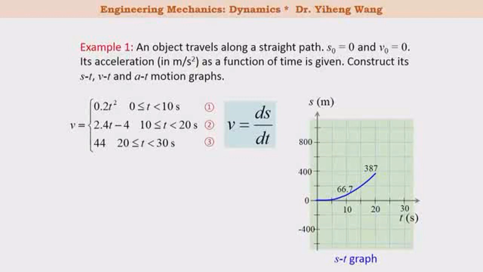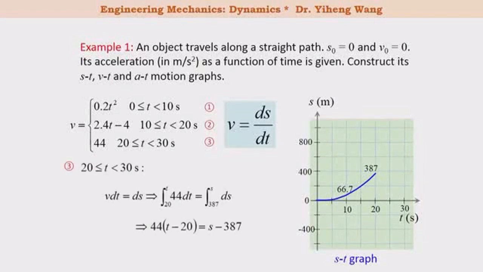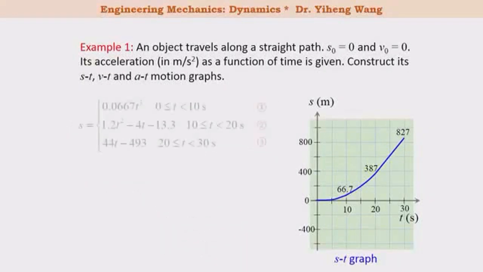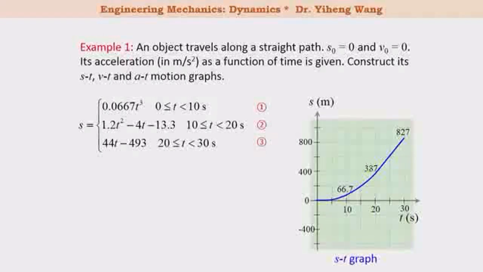And lastly, for the third period, same integration. Be careful with the integration limits again, and then get the last part of the s-t function and sketch it. And we can calculate that at the end of 30 seconds, the position has become 867 meters. And that completes the s-t graph. And the position as a function of time, as a piecewise function, is organized here.